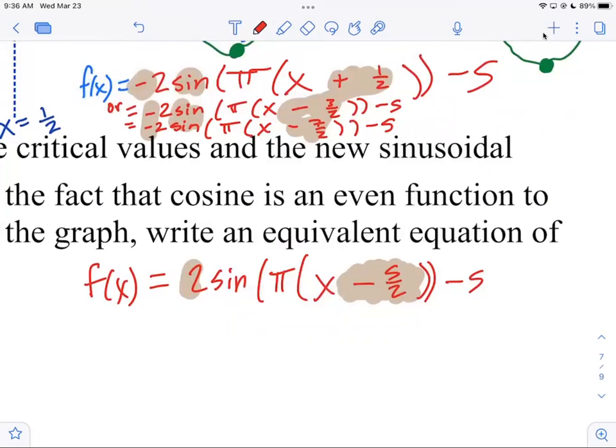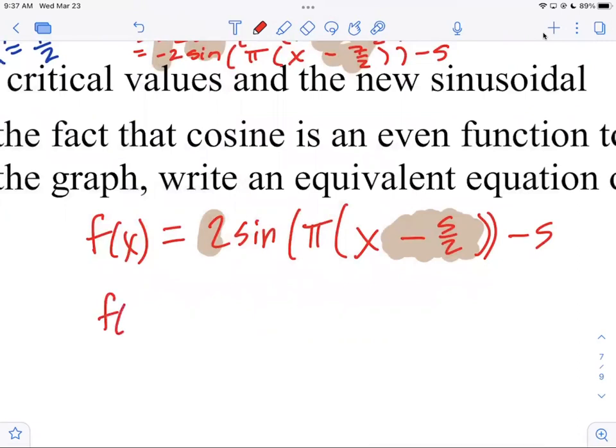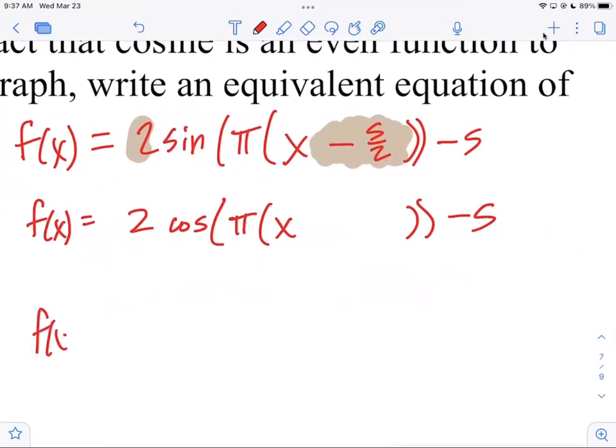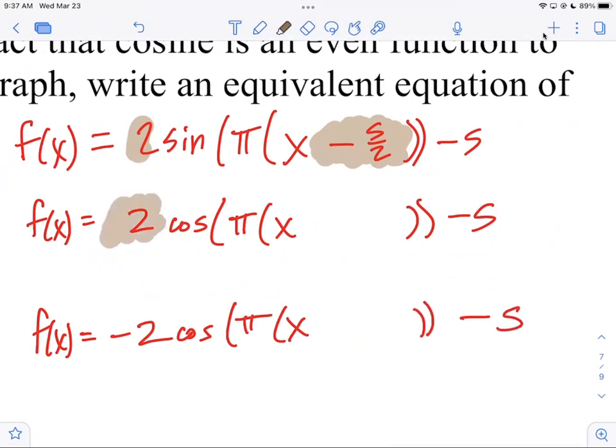You know who's going to feel left out if we don't talk about him? Cosine. So let's go ahead and do a cosine. Let's do a positive cosine. So I'll do +2 cosine pi, parentheses x plus or minus something, minus 5. And we'll set up a negative cosine. f of x is -2 cosine of pi x plus or minus something, minus 5. Again, the only thing that's changing are the trig functions and then the shift.